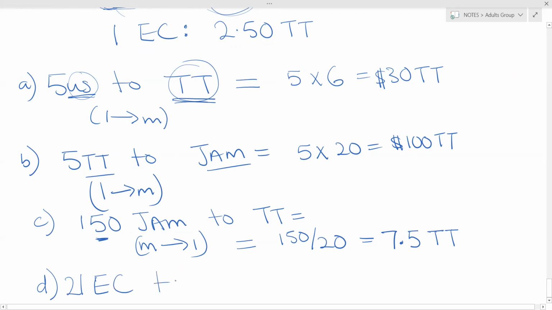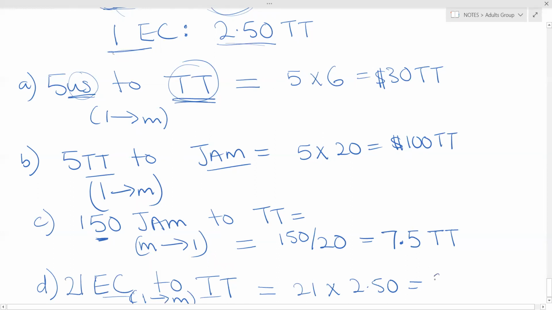21 EC to TT. So we have 1 EC to 2.5 TT. So again, once I go from EC to TT, it is a many to one or one to many? One to many. Nice, because we went from EC to TT, which is 1 EC to 2.5 TT. So we know we are going to multiply it as the EC increases. So that's going to be 21 by 2.5, right?